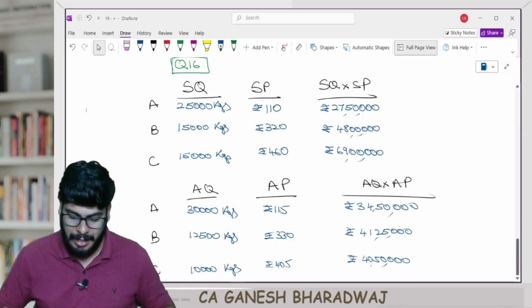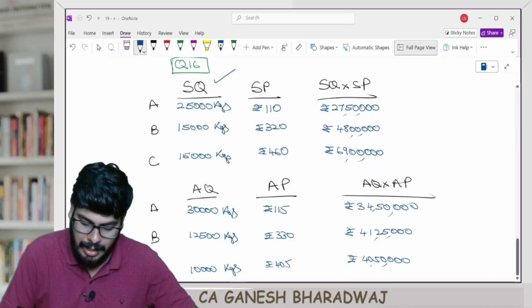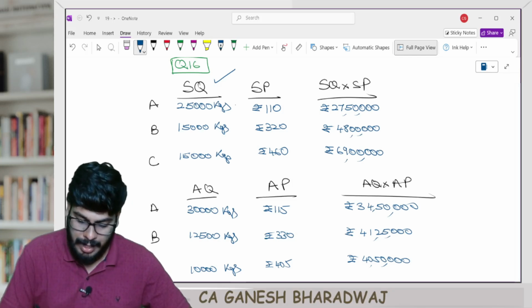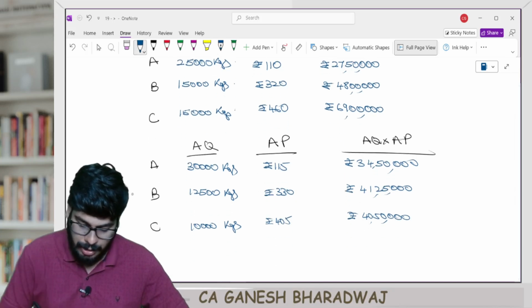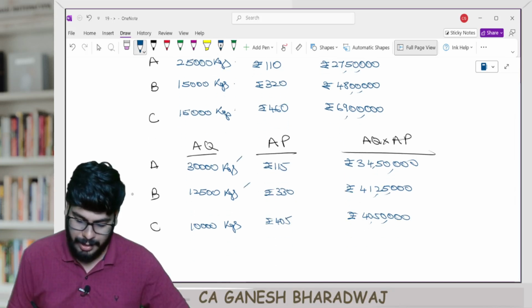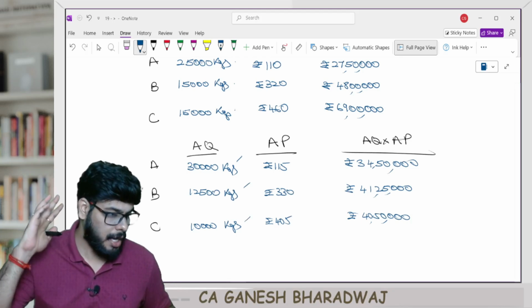I have compiled it and I have put it here. So basically standard quantity is going to be 25,000, 15,000 and 15,000. Actual quantity is going to be how much? 30,000 kgs of A, 12,500 kgs of B and 10,000 kgs of C. Are you clear with this?